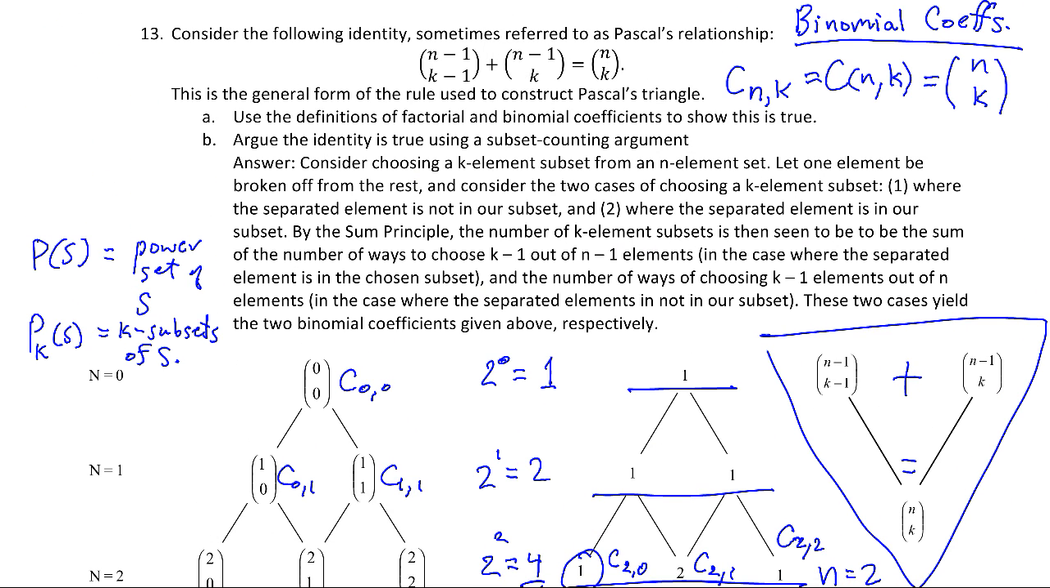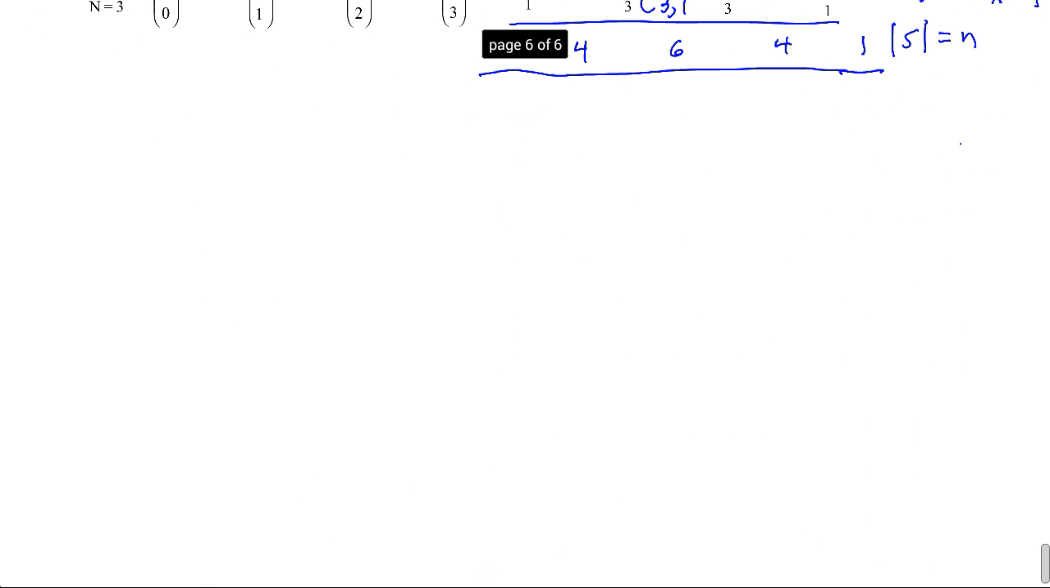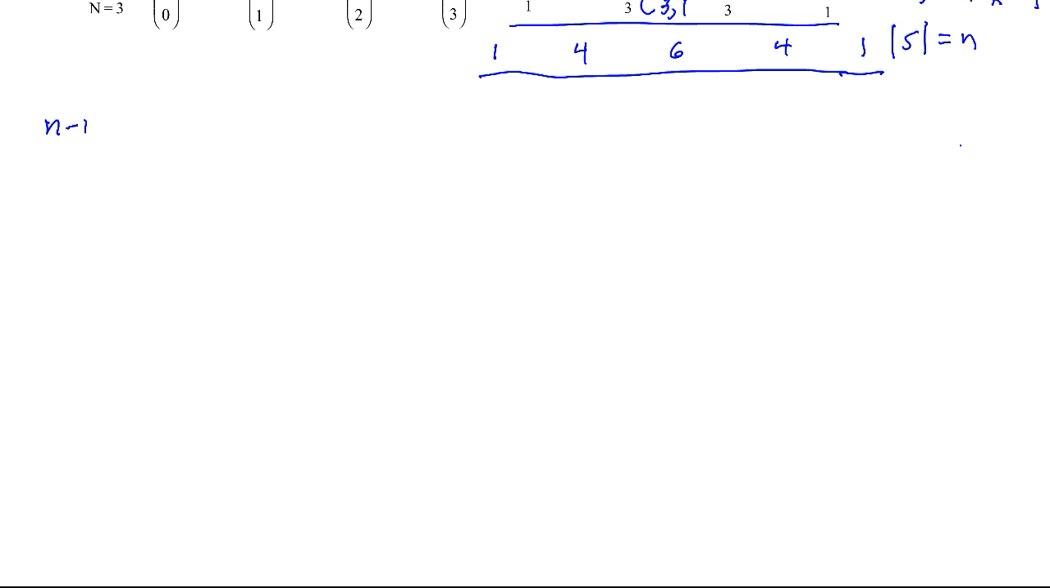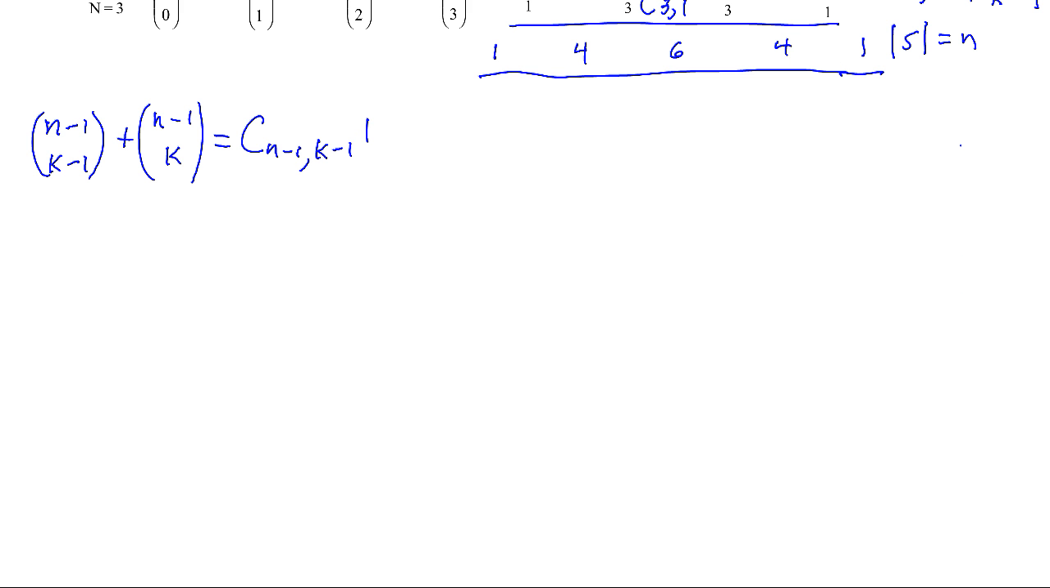this relationship. So I'm going to hope I have enough room down here because there's a little bit of algebra involved. I'm going to go (n-1) over (k-1) plus (n-1) over k. And I'm going to write that as C(n-1, k-1) plus C(n-1, k). And now I'm going to plug in for the values of the C's.